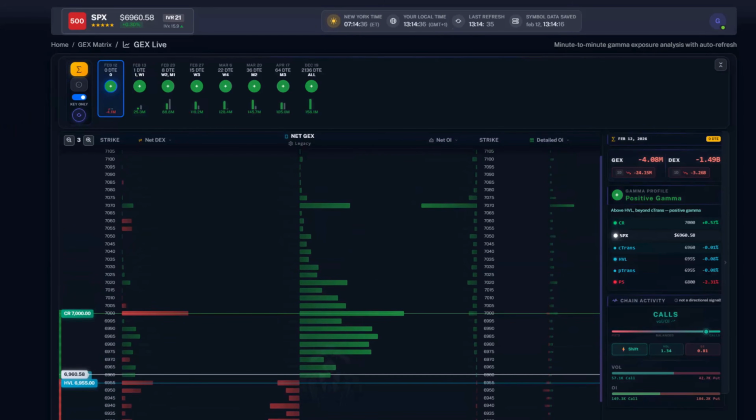Talking about cumulative versus standalone GEX aggregation. We have two calculation methods in the whole web application. We have cumulative GEX and standalone GEX. Cumulative GEX aggregates all earlier expirations up to the selected date. The standalone GEX includes only that specific expiration.